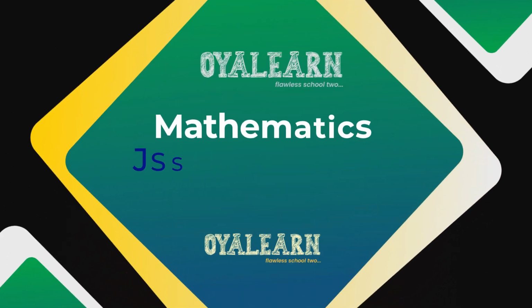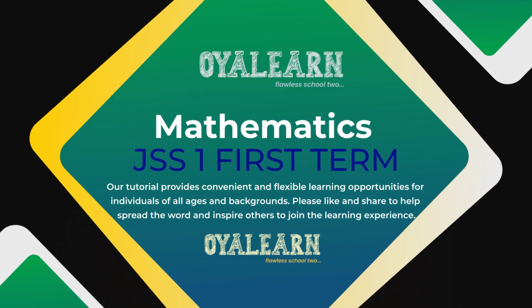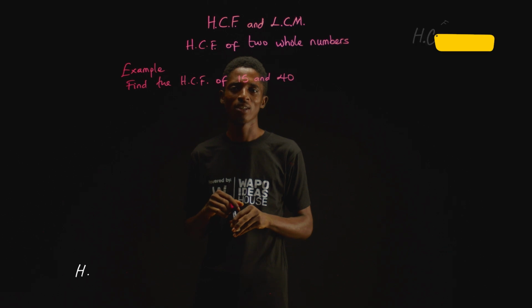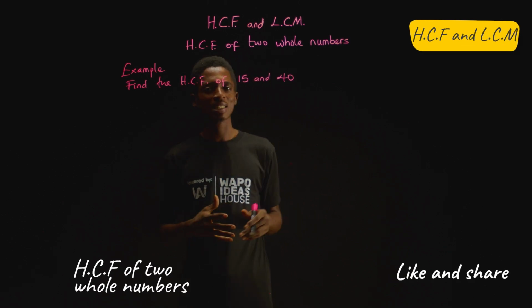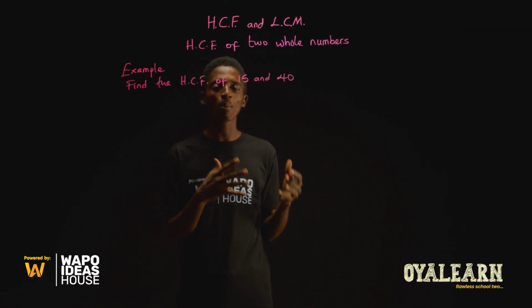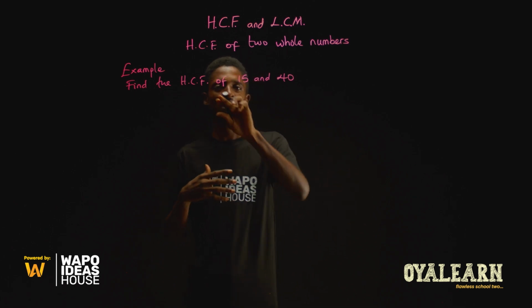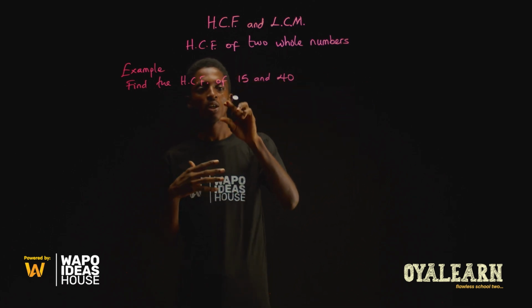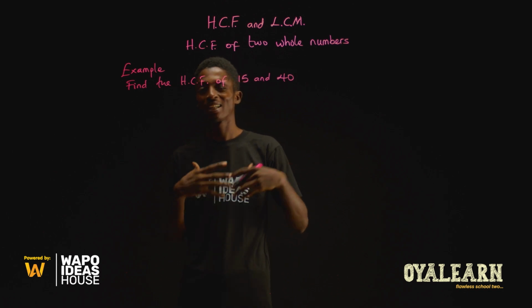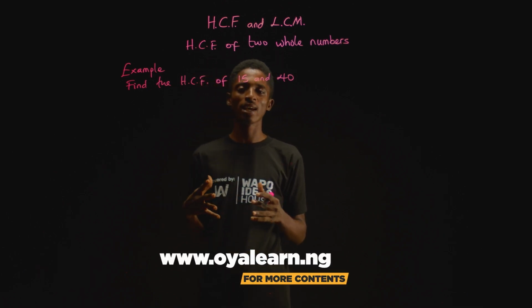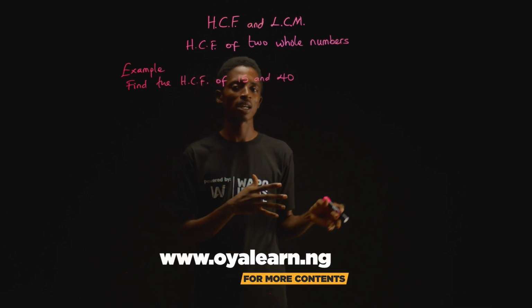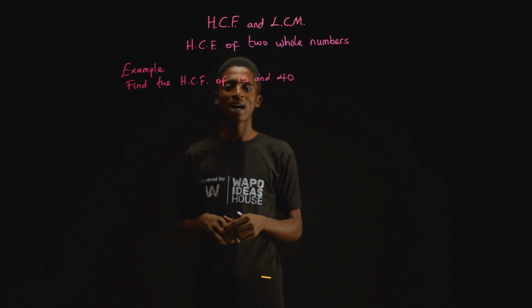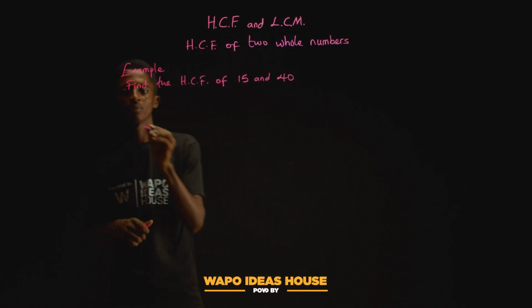Now let us find the HCF of 15 and 40 using a different method. We have learned how to do this by listing the factors generally. That is, by the listing of factors method, we're able to list the factors of 15 and the factors of 40, and from there we got our highest common factor. But this time, let us do it by the prime factor method.